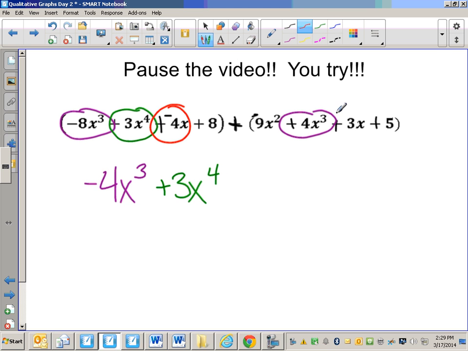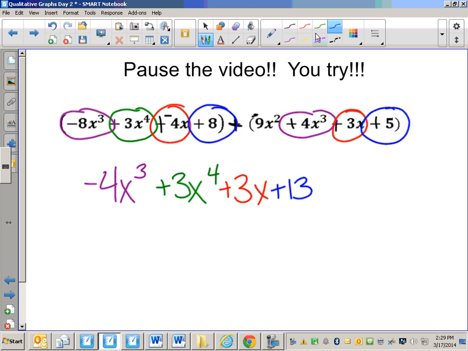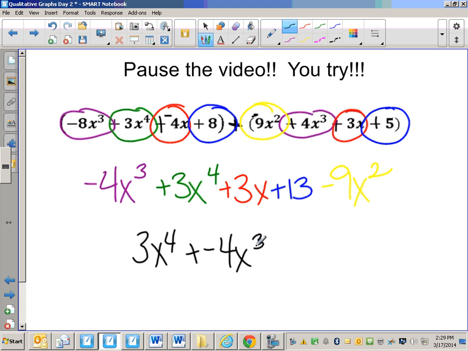And then negative 4x, positive 3x. And I've got an 8 and a 5, which is 13. And it looks like a negative 9x squared needs to go for the ride because it wasn't taken. So then to put these from the largest exponent to the smallest, I would have 3x to the fourth plus a negative 4x cubed plus a negative 9x squared plus 3x plus 13. And you're done.